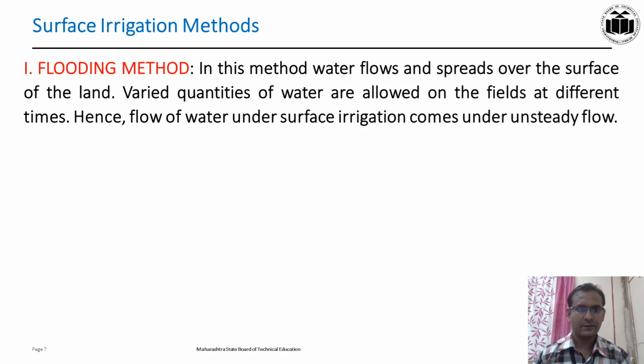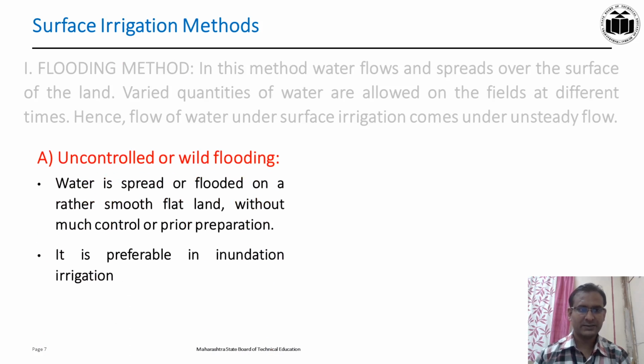Let us start with the surface method, and that is the flooding method. In this method, water flows and spreads over the surface of the land. Varied quantities of water are allowed on the fields at different times. Hence, flow of water under surface irrigation comes under unsteady flow. Under this method, two methods are there.